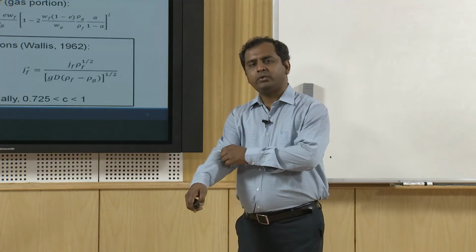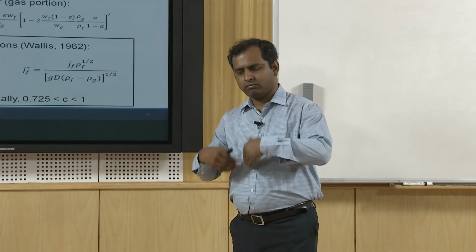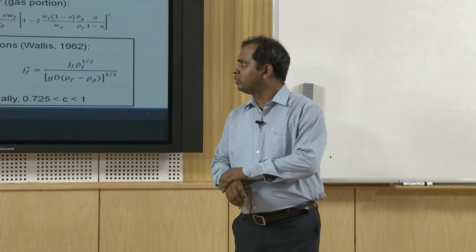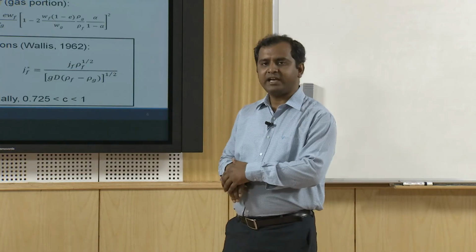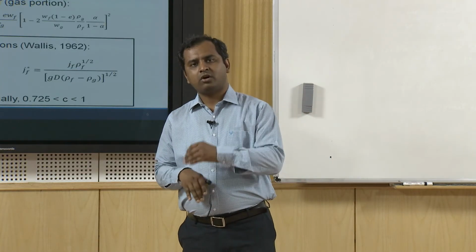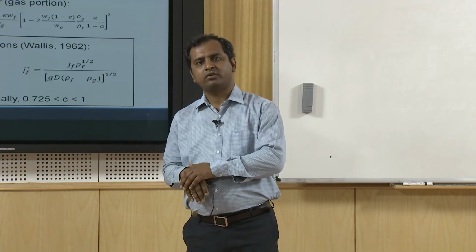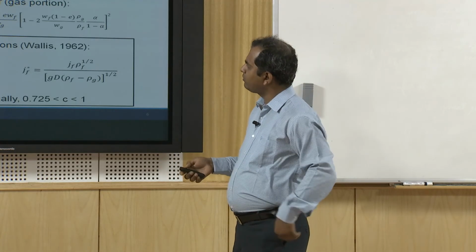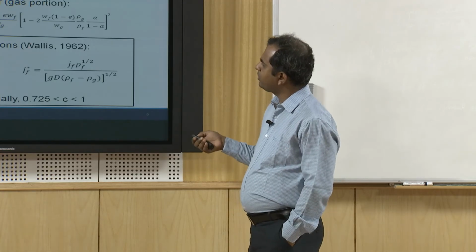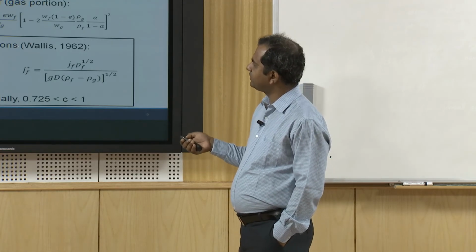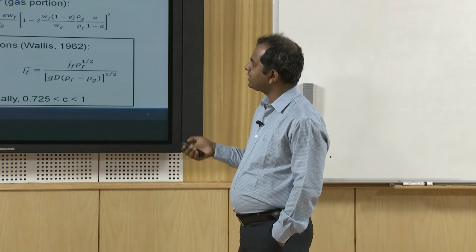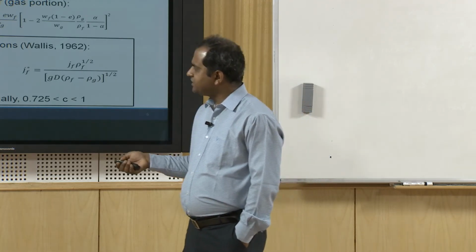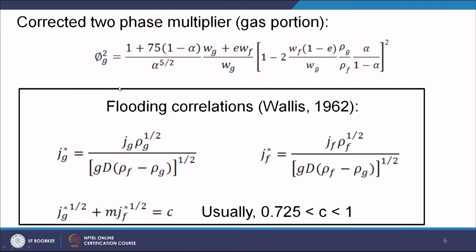Next, let us move to the flooding criteria. As we know, we are moving towards the droplet flow. So, what we need to do is find out the flooding condition or limit for the tube. We will be following one correlation given by Wallis once again. What he has mentioned is: Jg star to the power half plus m into Jf star to the power half is equal to C.